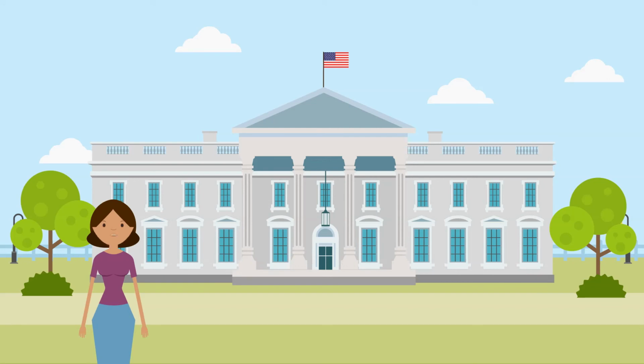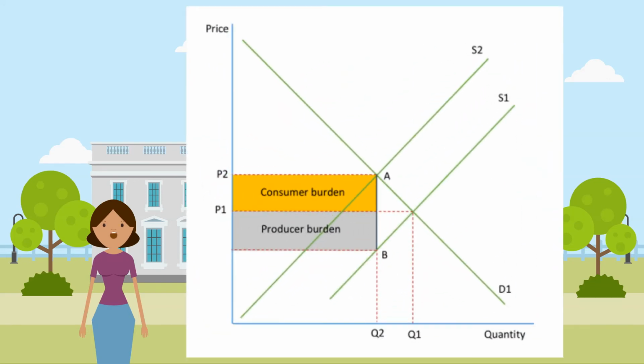What are the impacts of a tax? The diagram shows a specific tax. The introduction of the tax causes supply to shift from S1 to S2 because it leads to an increase in the cost of production. This leads to a rise in price from P1 to P2 and a fall in output from Q1 to Q2. The consumer sees higher prices and suffers from a tax burden of the orange area.